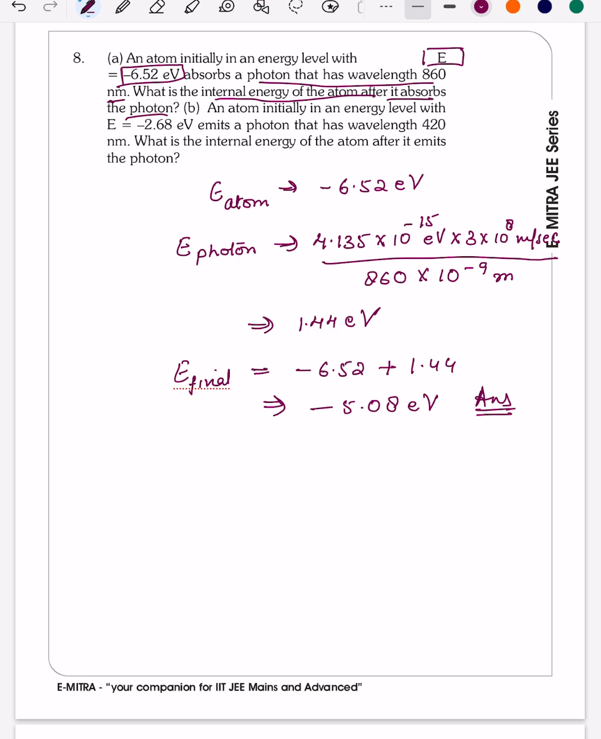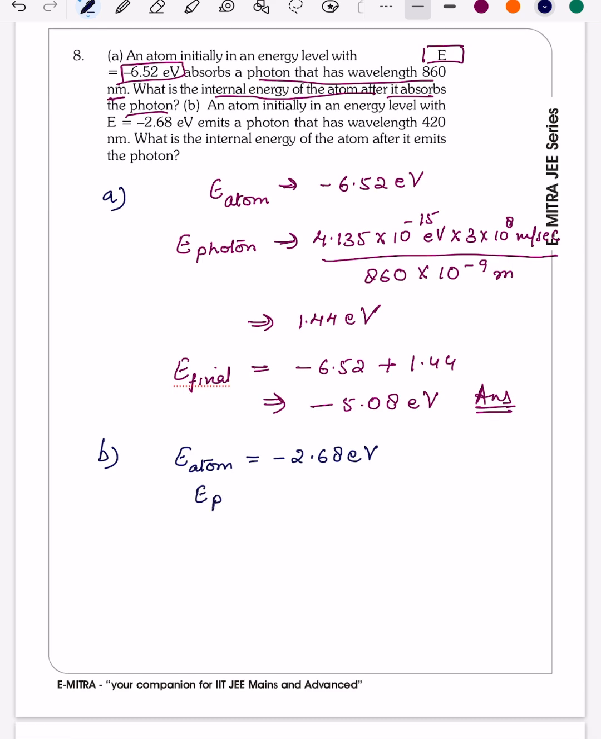Then the second part says an atom initially in an energy level with E equal to minus 2.68 electron volt emits a photon that has wavelength 420 nanometer. What is the internal energy after it emits the photon? Okay. Now, in the second part, what is happening? We have an atom whose energy is given to us as minus 2.68 electron volt, and it is emitting a photon with wavelength 420 nanometer.